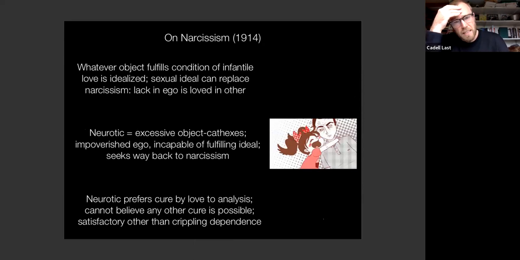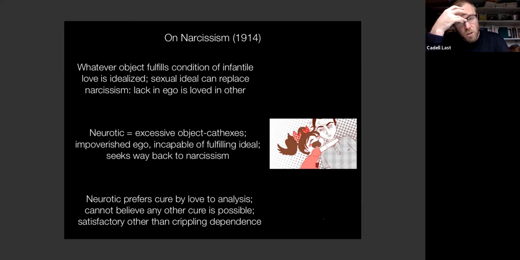And this is the final slide here, where he talks ultimately about neurotics and what they struggle with. So he says, whatever object fulfills the condition for infantile love is idealized, and the sexual ideal can replace the narcissism, specifically with the lack in the ego being what is loved in the other. So again, when I think about my own sexual partners, the women I have loved in my life, it makes sense to me that what I am loving is in fact a lack in my own ego, and that I am actually idealizing probably my mother, probably my original feelings, my original sensations when I was an infant myself.